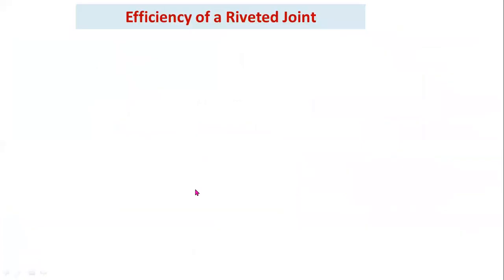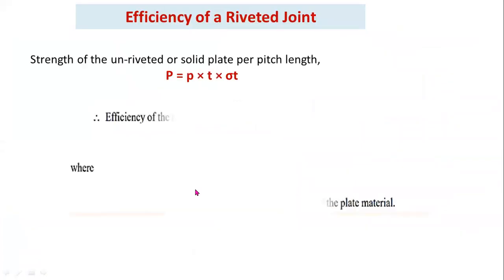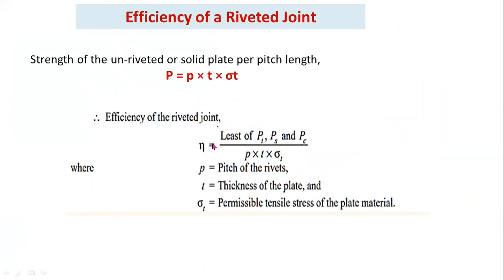Now, for determining the efficiency of the riveted joint, you have to use this formula. The efficiency of the joint equals the least value of tearing strength, shearing strength, and crushing strength divided by the strength of the unriveted joint, that is P into T into sigma T. Here you have to consider this as P dash. P dash equals P into T into sigma T. P dash is the strength of the unriveted plate.